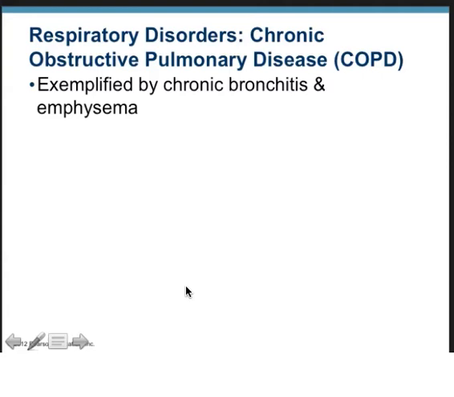Now, there are different disorders that can affect the respiratory system's ability to ventilate the lungs. And the two broad categories are what we call restrictive disorders and obstructive disorders. And let's clarify the difference between the two.